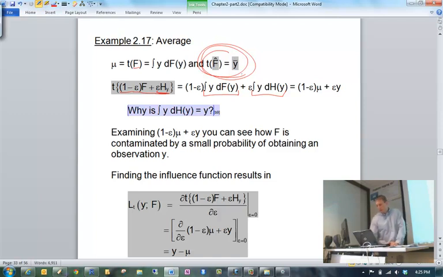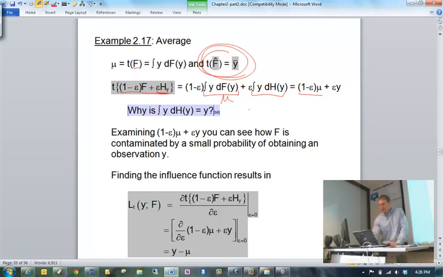So, well, what is the integral of y dF of y? It's mu. 1 minus epsilon times mu. Well, what's the integral of y dH of y? It's y. And I ask you, why? Because all the mass is on y.